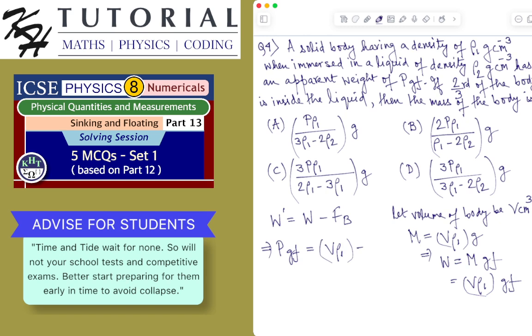It is given that 2/3 of the body is inside the liquid, that is, the volume of the body which is immersed in the liquid is 2/3 of the original volume. So we can say the volume of the displaced liquid will be 2 by 3 V. 2 by 3 V is the volume of the liquid displaced, multiplied by its density will give the mass. So we have this.